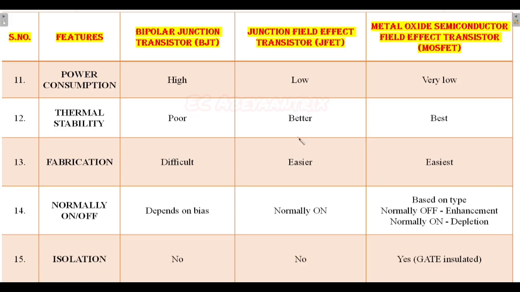Okay, and in JFET, better thermal stability, and MOSFET is the clear winner in terms of thermal stability here. Okay, and coming to fabrication process, BJT's fabrication process is a little bit difficult actually. Okay, JFET fabrication process is easier compared to BJT, and MOSFET's fabrication process is very easy compared to BJT and JFET. Okay, so here also MOSFET is the winner.